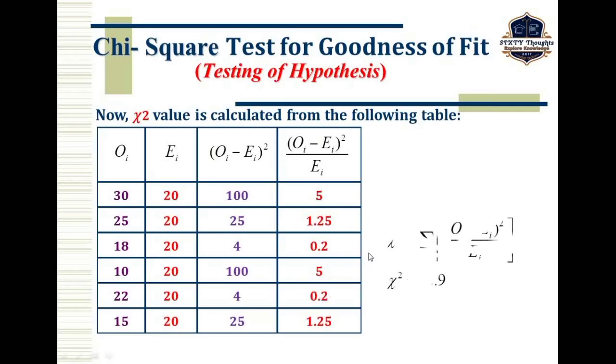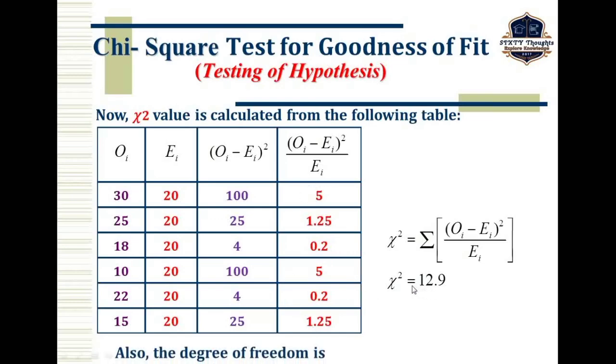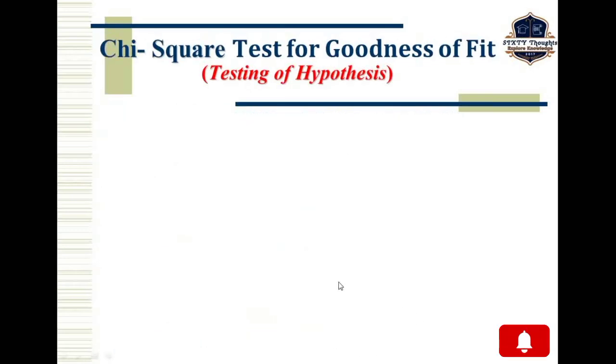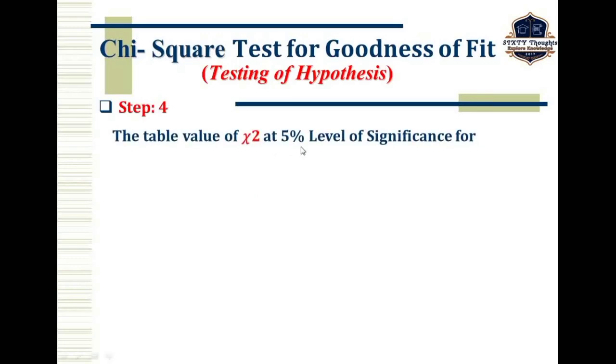Next the chi-square value is nothing but the sum of these terms. How to find this? Adding all the values, we get chi-square equal to 12.9. Next we write the degree of freedom, that is nu equal to n minus 1. What is the n value? There are 6 faces, so 6 minus 1 is 5. What is step number 4? We write the table value of chi-square at 5% level of significance for 5 degrees of freedom, which is 11.07.